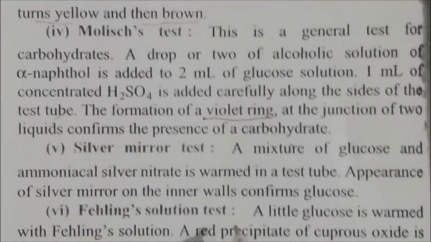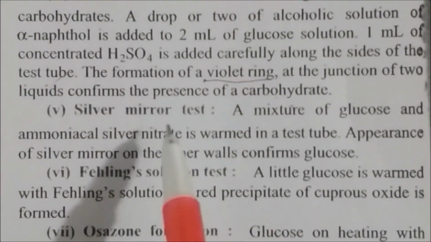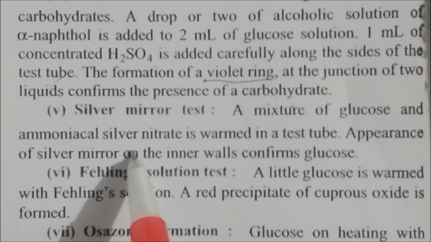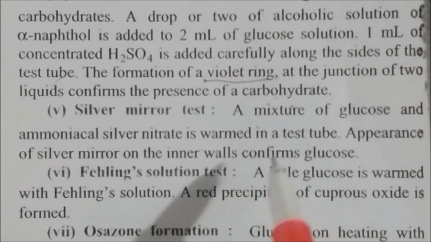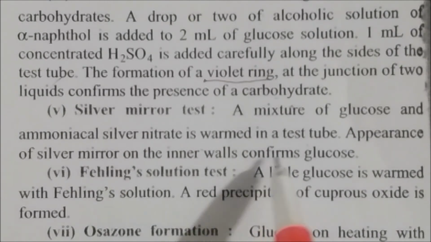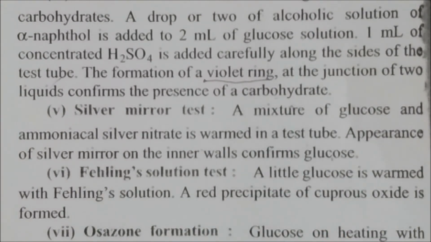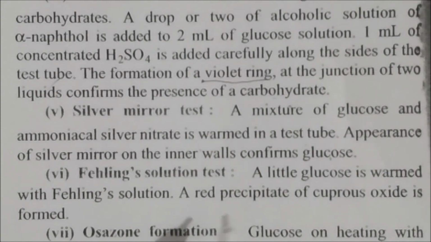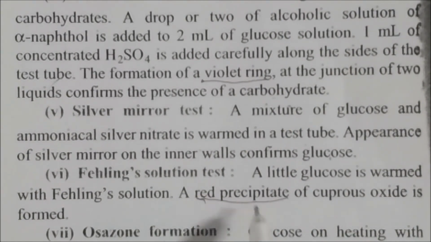Next is our silver mirror test. A mixture of glucose and ammoniacal silver nitrate is warmed in a test tube. The appearance of a silver mirror on the inner walls confirms glucose. And the next is Fehling's solution test. A little glucose is warmed with Fehling's solution, and you will get a red precipitate of cuprous oxide. That red precipitate confirms the presence of glucose, because this is the test for aldehyde.